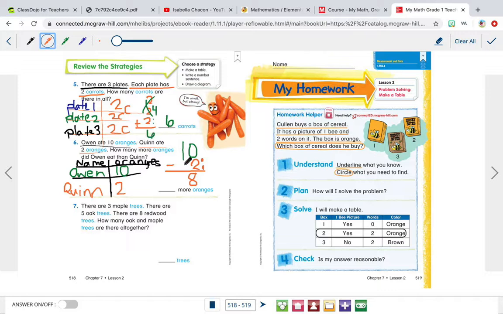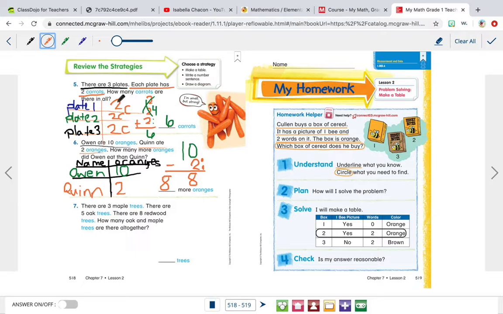Owen ate 8 more oranges than Quinn because even though Quinn ate 2 oranges and Owen ate 10, Owen ate 8 more than Quinn. That's the difference between them. The difference between 10 and 2 is 8.